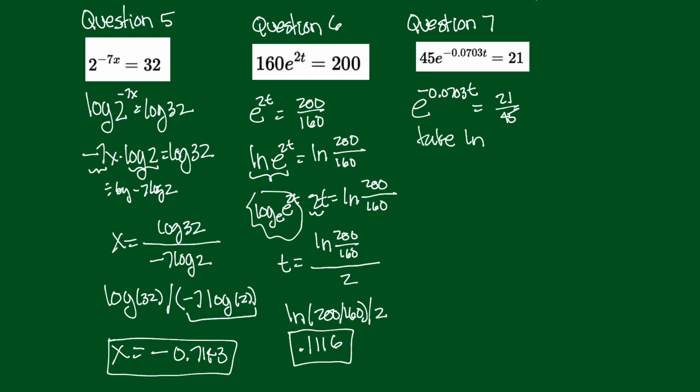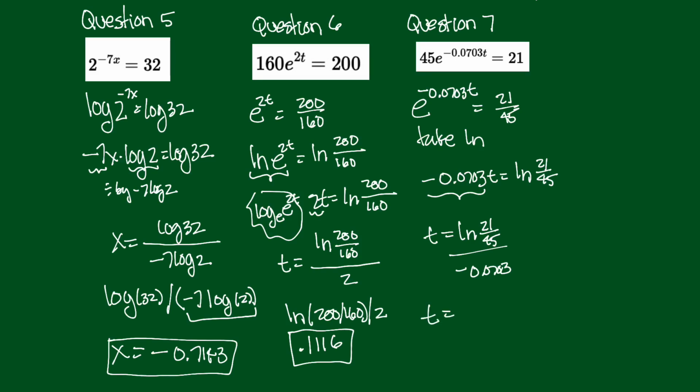And I know this. When I take the natural logarithm of the exponential, I just get the exponent. So we don't have to write every step. You know what's going to happen here. We're going to get negative 0.0703t is equal to the ln of 21 over 45. And now divide. So we'll get t is equal to natural log 21 over 45, all that divided by negative 0.0703. And I'm getting that t is equal to about 10.8413, say.